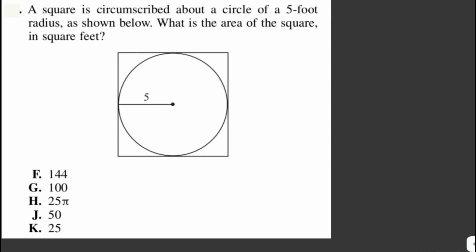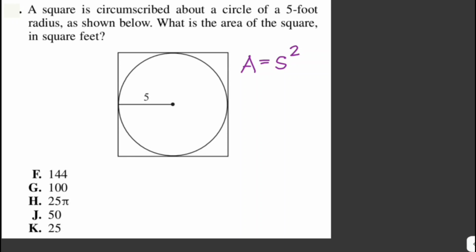Let's solve some problems here. A square is circumscribed about a circle of a 5-foot radius as shown below. What is the area of the square in square feet? So let's recall that to solve for the area of the square with side s, that is just equal to s squared, or the square of the side.